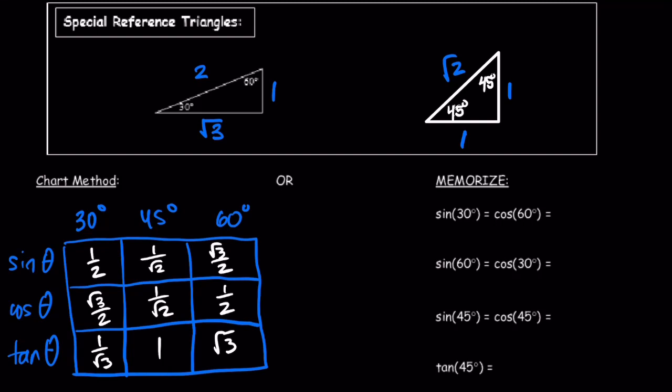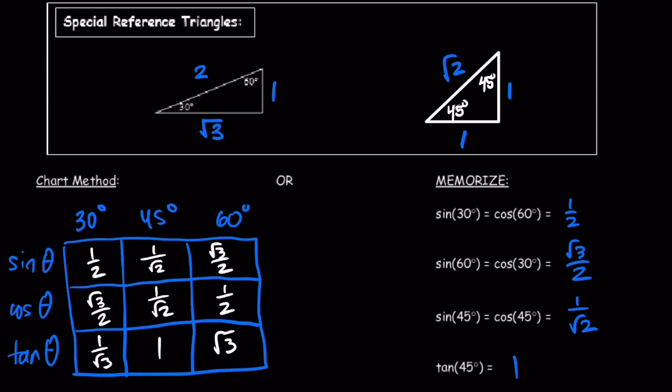So, memorizing. Okay, here we go. Sine of 30 equals cosine of 60 equals 1/2. Sine of 60 equals cosine of 30 equals square root 3 over 2. Sine of 45 equals cosine of 45 equals 1 over square root 2. Tangent of 45 is just 1.